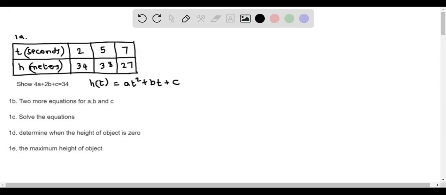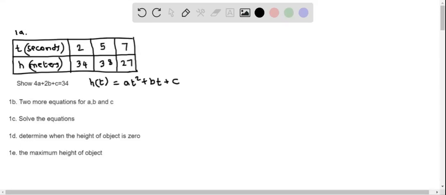The height of a moving object h of t is modeled by the equation h of t equals at squared plus bt plus c. So this is the model to represent the height, and the height of the object at different time intervals is given in the table. That is, at time t equal to 2 seconds, the moving object is at a height of 34 meters. And likewise, at 5 seconds, 38 meters, and at 7 seconds, it is at 27 meters.